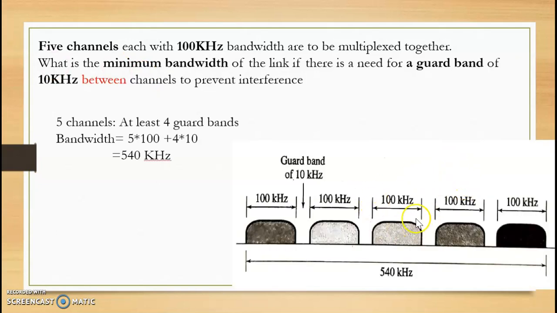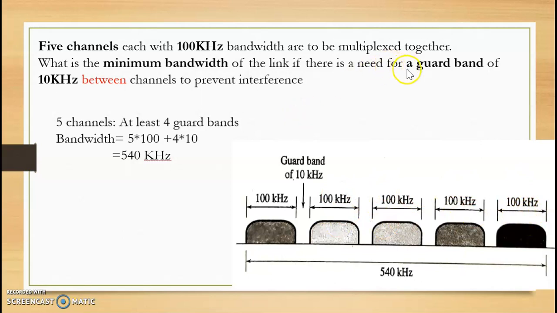So let us consider this figure. Now in the question we are given that there are 5 channels and each have a bandwidth of 100 kHz. So consider these are the 5 channels and each have a bandwidth of 100 kHz. So if there are 5 channels and each have 100 kHz bandwidth, then the total bandwidth will be 5 into 100, that is 500 kHz only of these 5 channels.